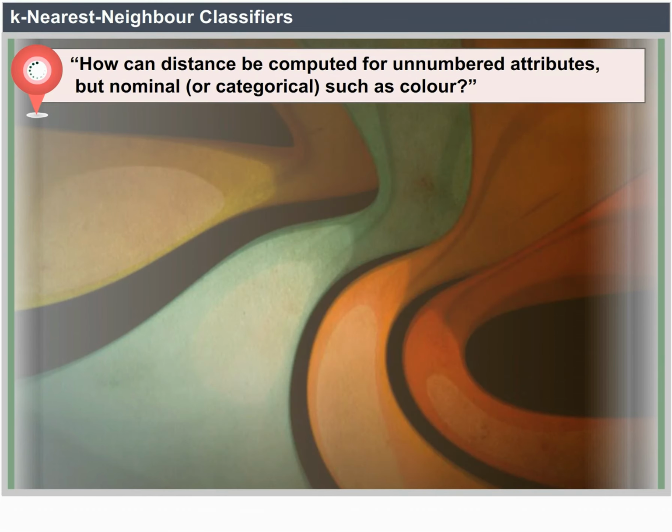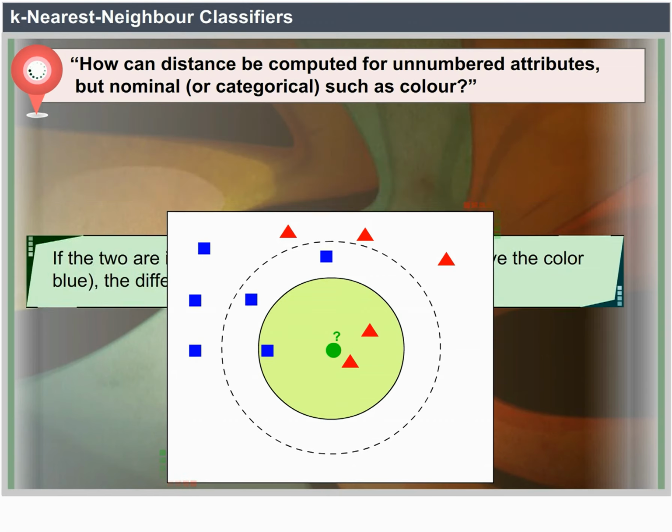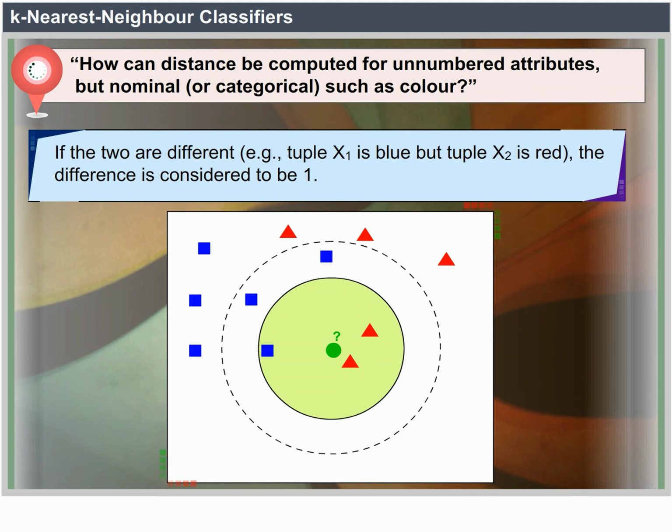For nominal attributes, a simple method is to compare the corresponding value of the attribute in tuple x1 with that in tuple x2. If the two are identical, for example, tuples x1 and x2 both have the color blue, then the difference between the two is taken as 0. If the two are different, for example, tuple x1 is blue but tuple x2 is red, then the difference is considered to be 1. What about missing values?